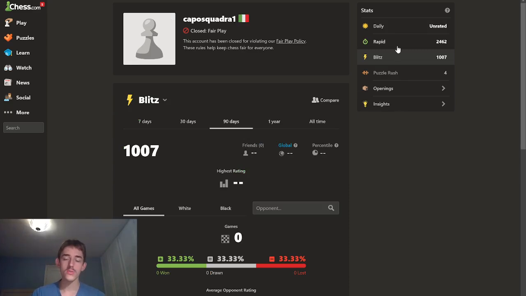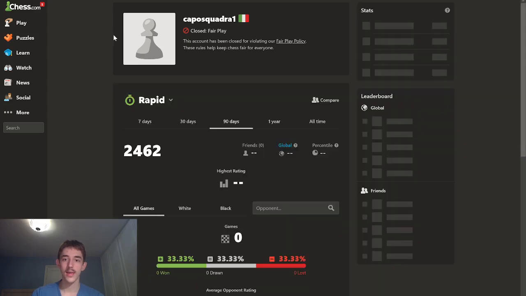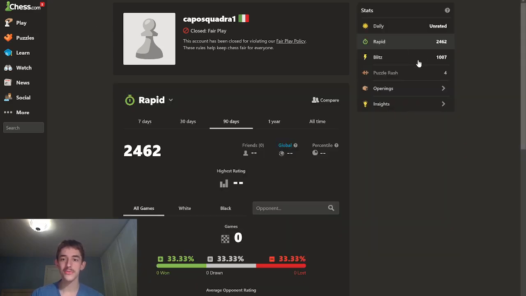And also equally, if someone has an extremely high rapid rating like this guy, but then also a very low blitz rating of about 1000, I would be even more concerned about an account like that, because that to me looks like someone who is actually about 1000 blitz and then is just cheating in rapid because they can. Like, you can't get to 2400 rapid and be 1000 blitz. Like, it's just not possible.